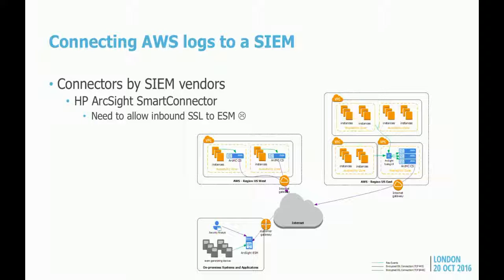This, of course, means that you need to open a port for inbound connections into the ESM, and maybe this is something against your security architecture principles. But there are different options. You can put the logger or the ESM in the cloud too, or use VPNs, whatever. I mean, it's very flexible to deploy.